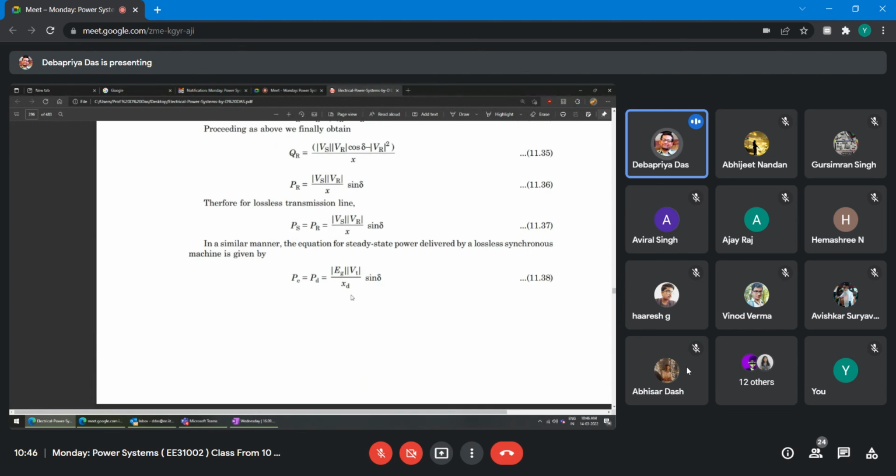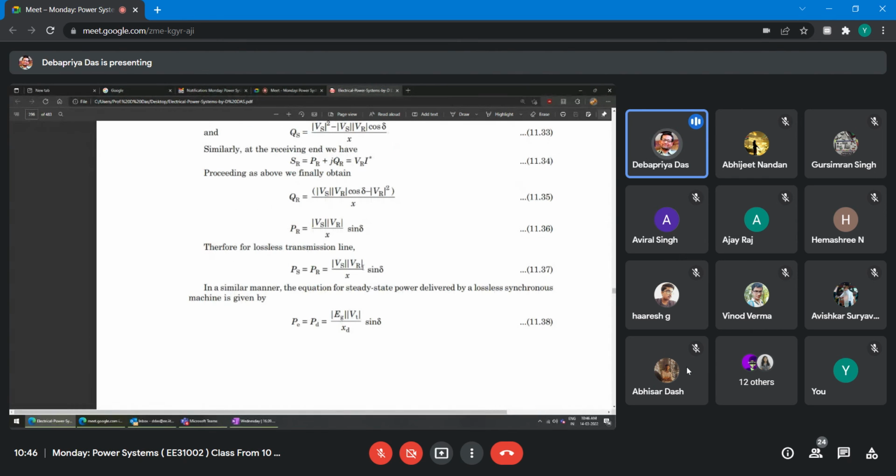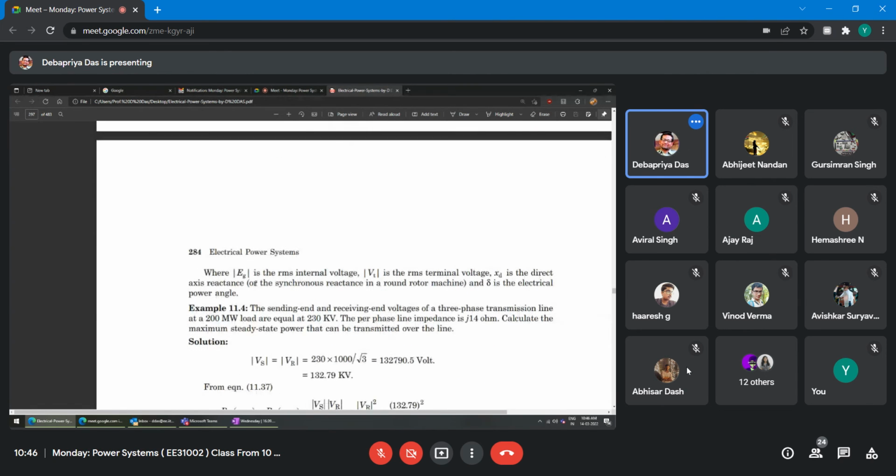Therefore, for a lossless transmission line, sending end power and receiving end power are both the same, right? So Vs Vr upon X sine delta. Now, in a similar manner, the equation for the steady state power delivered by a lossless synchronous machine is given by Pe is equal to Pd, that is Eg into Vt upon Xd sine delta, right? Now, Eg is the RMS internal voltage of the synchronous machine, Vt is the terminal voltage RMS value, and Xd is the direct axis reactance of the synchronous generator, and delta is the electrical power angle.